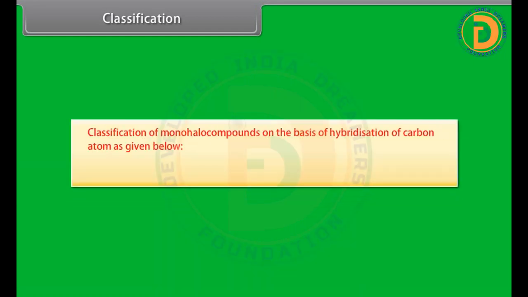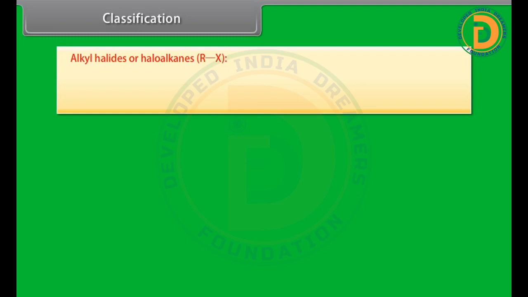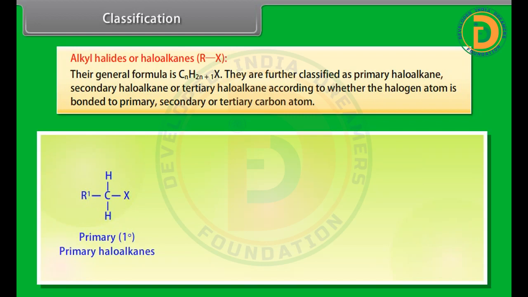Classification. Classification of monohalo compounds on the basis of hybridization of carbon atom as given below. Halogen compounds in which halogen is bonded to sp3 hybridized carbon. Alkyl halides or haloalkanes, RX. Their general formula is CnH2n+1X.